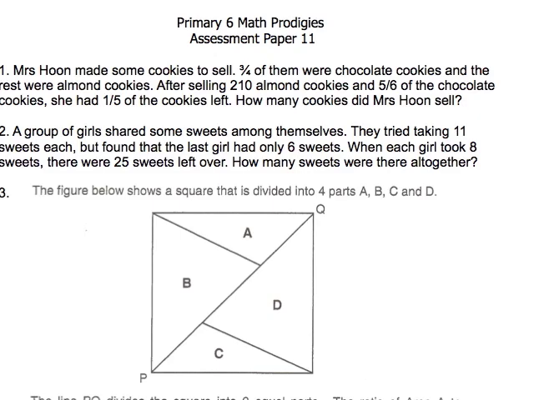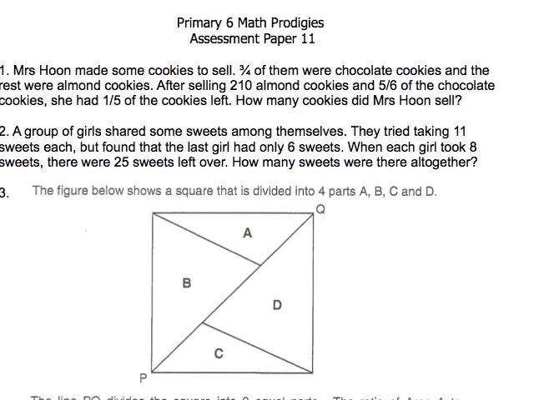It says a group of girls shared some sweets among themselves. They tried taking 11 sweets each, but found that the last girl had only 6 sweets left. When each girl took 8 sweets, there were 25 sweets left over. So the question is, how many sweets were there altogether? And remember, this is the same number of sweets, and we are given 2 scenarios.